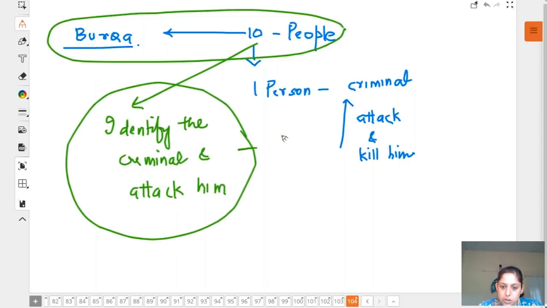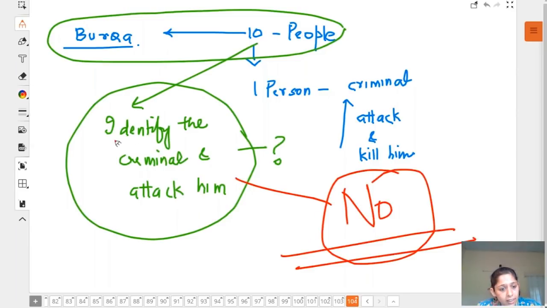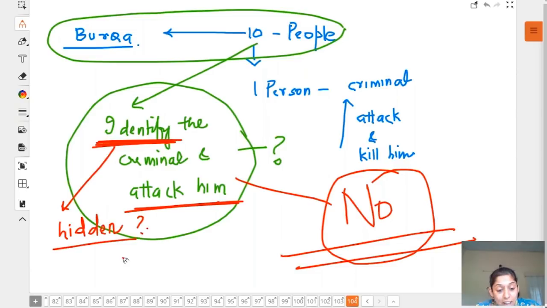I have a very simple question for you. Yes, all of you are right. Obviously, the answer is, I can't identify him. If I can't identify him, I can't attack him. Why can't I identify him? Because he's hidden.